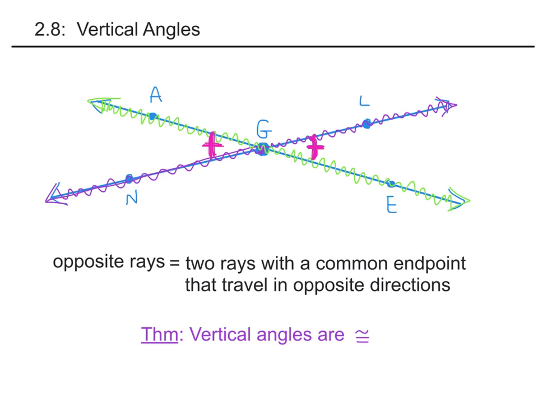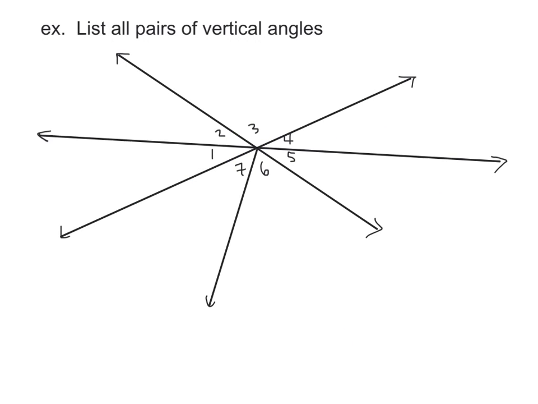So hopefully you have an idea of what vertical angles are in your head now. I'm going to give you a new picture on the next slide and let you name all the different vertical angles. So get ready. All right, Smarties, here we go. We've got a new diagram. I'm going to give you a second to go ahead and pause the video and see if you can list all pairs of vertical angles.